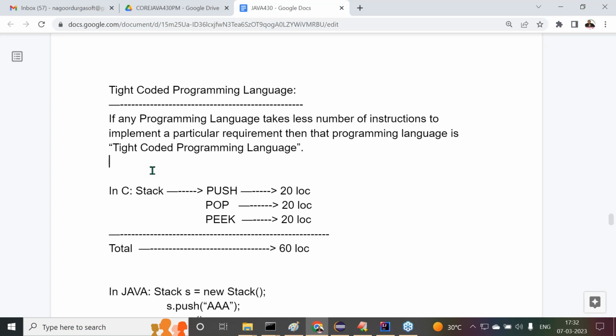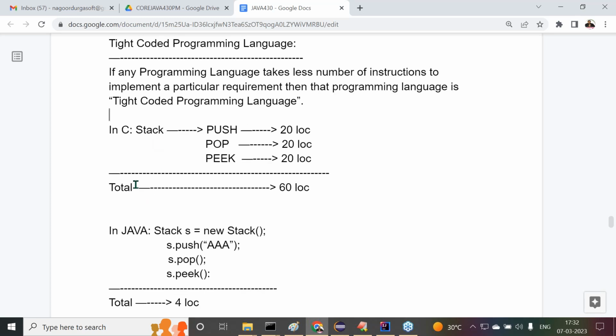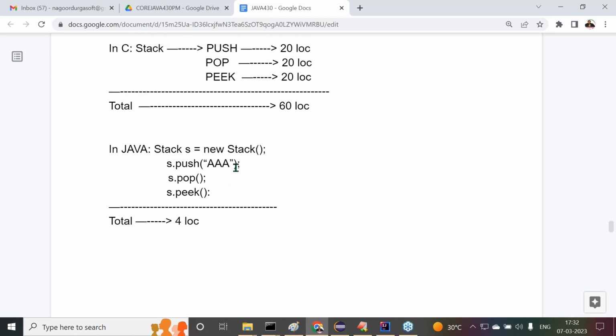All of you get my point or not? I made some comparison between C and Java. Which programming language is a tight coded programming language? Java is always a tight coded programming language when compared with other programming languages like C and C++. Clear? All right, sir. For the sake of your clarity, I'm maintaining these points also so that we can understand clearly.